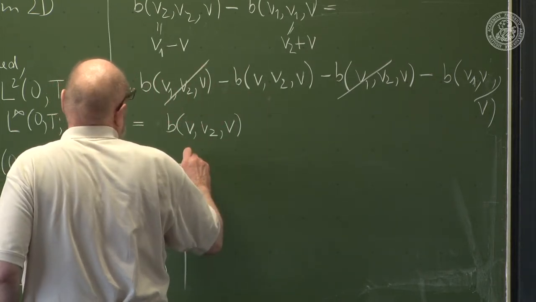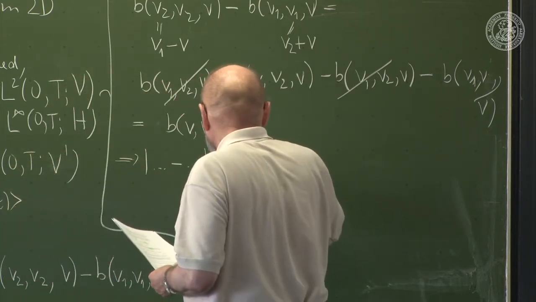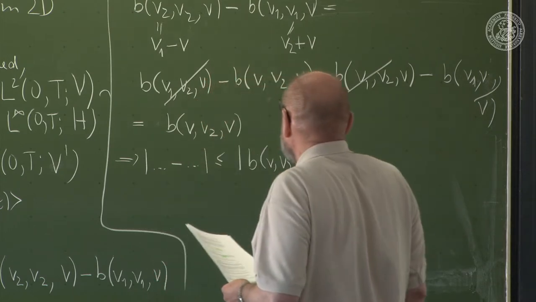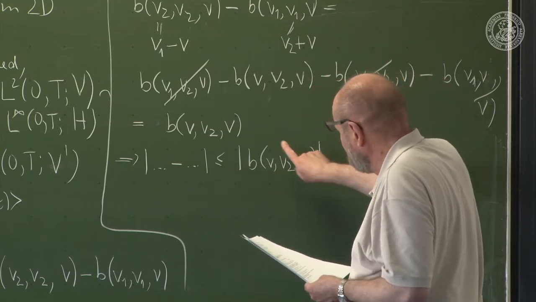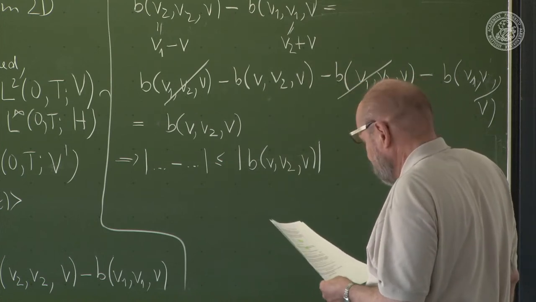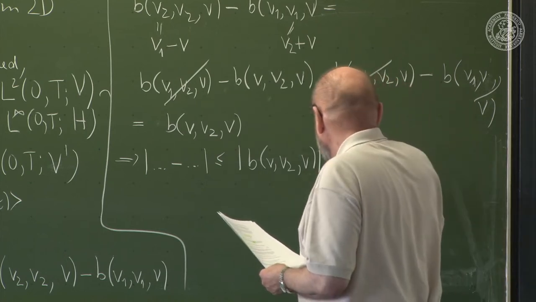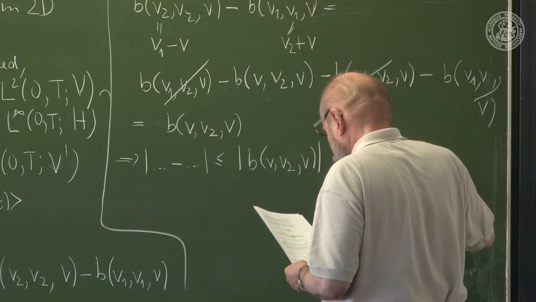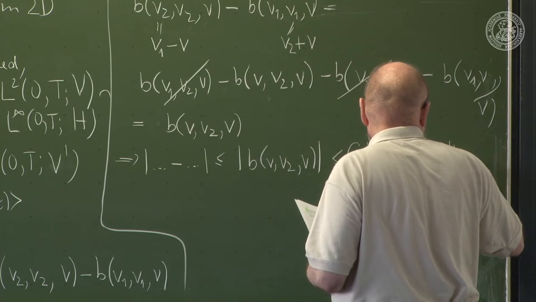Looking at the modulus means we can estimate this difference. Yeah, and now it depends, of course, on the modulus of this term here. And now we need certain estimates of this combination, where here and here the same field is, and here there's another field. And a lemma, which I have not yet stated, is that we can bound this by a constant times the V norm times the H norm times the V norm.